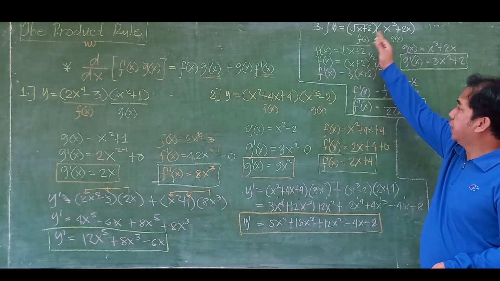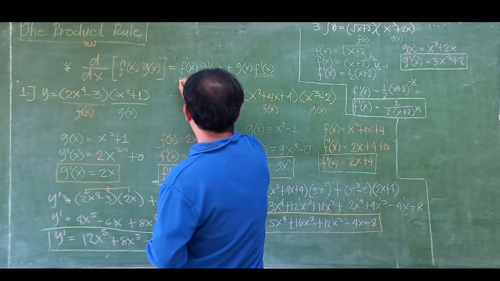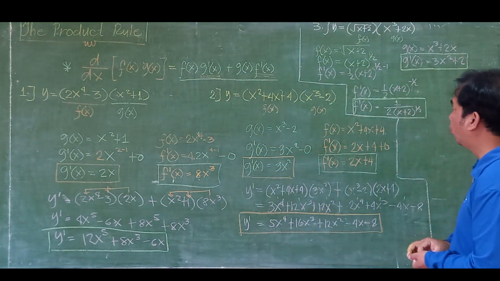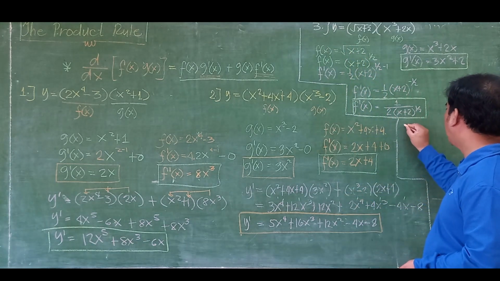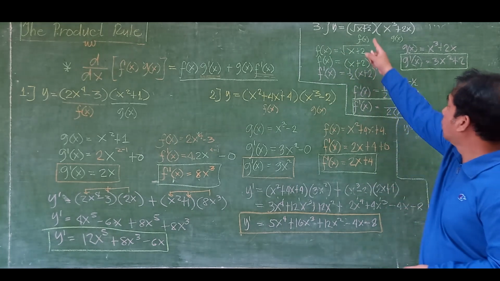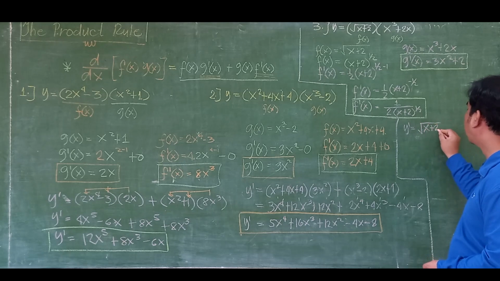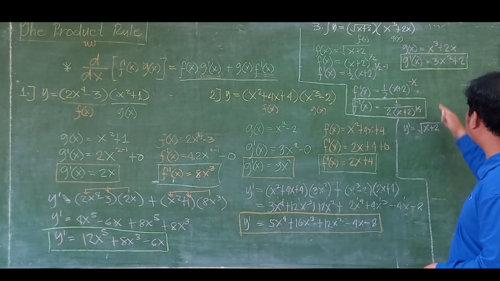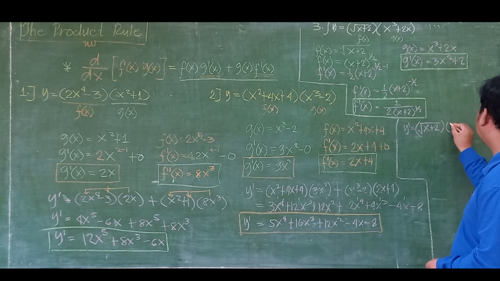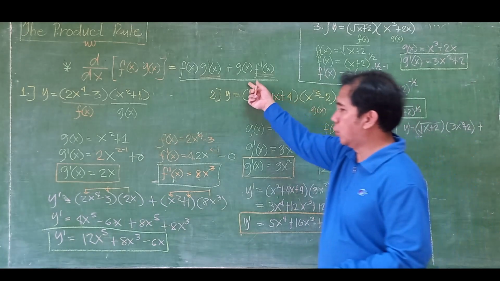So after having known the derivative of each one, that's the time we're going to apply our working equation. If we apply our working equation, we'll say now that y prime is equal to our f of x, that is the square root of x plus 2, multiplied by the derivative of the other one, which is 3x raised to 2 plus 2. Now notice that when we go to the other one, we say plus, and then we follow again this one.